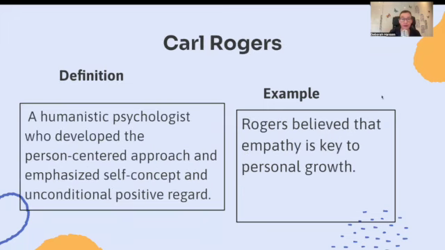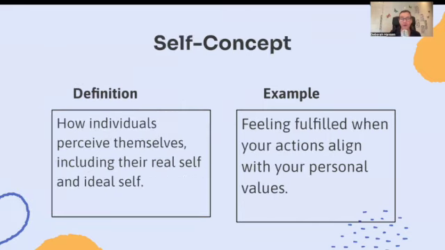Carl Rogers. This is a person, obviously, so the definition. He was a humanistic psychologist who developed the person-centered approach and emphasized self-concept and unconditional positive regard. For example, Rogers believed that empathy is the key to personal growth. Self-concept. The definition is how individuals perceive themselves, including their real self and ideal self. For example, feeling fulfilled when your actions align with your personal values.